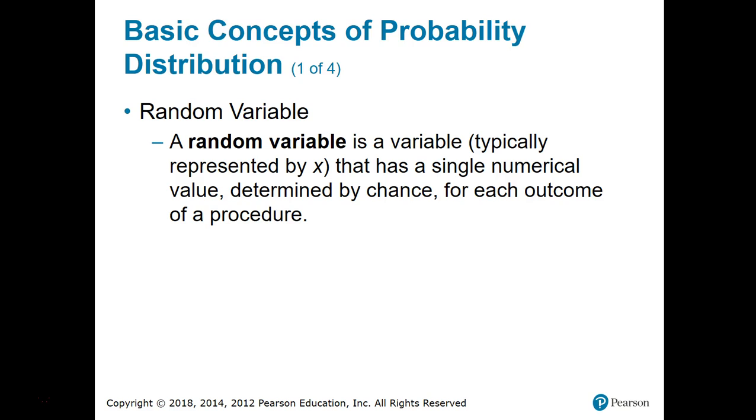All right, a random variable is a variable typically represented by x, because we like x. It has a single numerical value, so x can equal 4.5, 2.3, something like that, for each possible outcome. If we're rolling a die, 1, 2, 3, or 4. If we were flipping a coin, heads or tails, we could say 0 is for tails and 1 is for heads, or vice versa. But it has to be a numeric value.